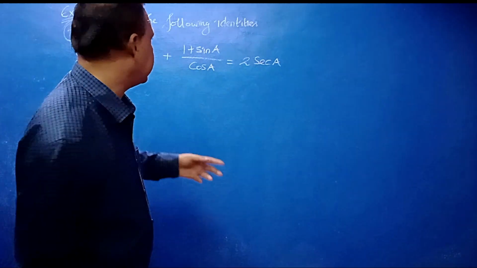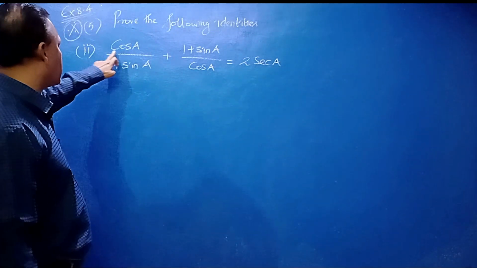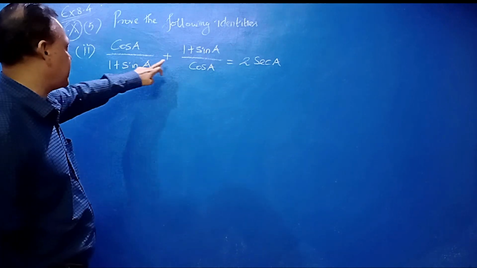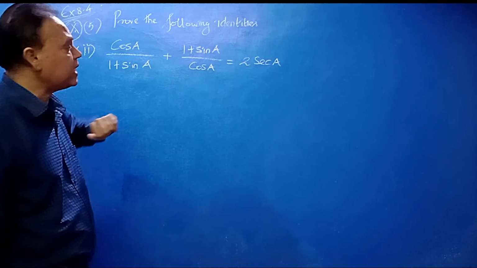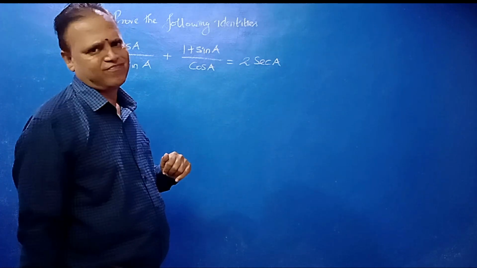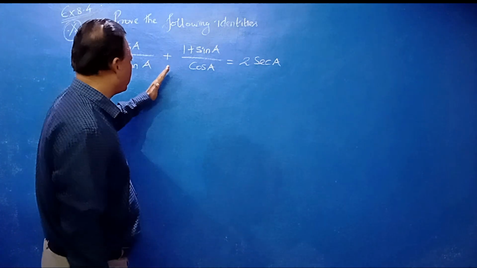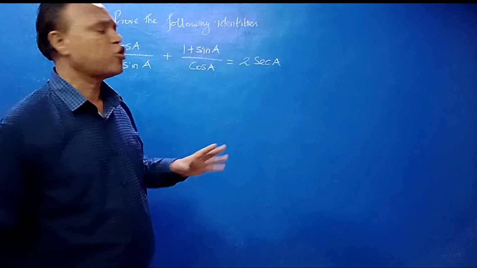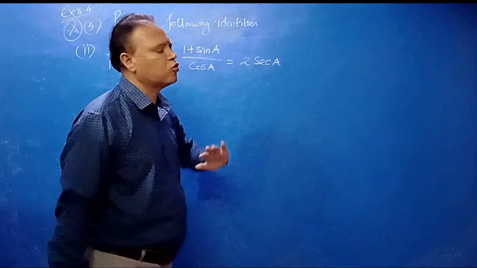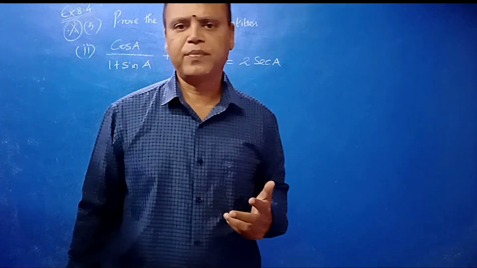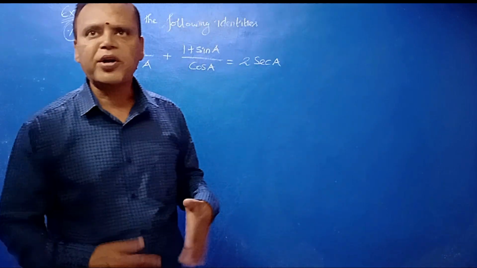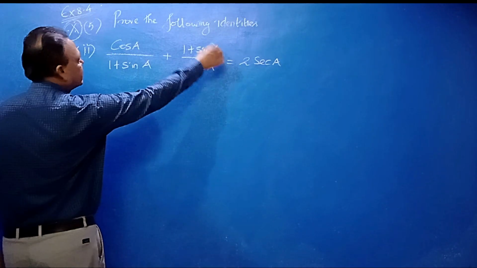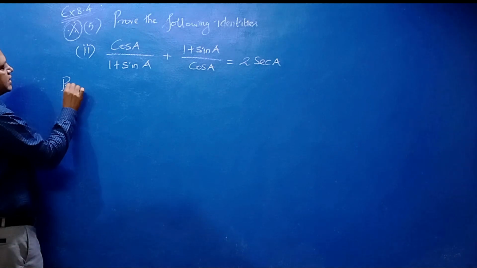Prove the following identities. Fifth problem, second one: cos A by 1 plus sin A plus 1 plus sin A by cos A equal to 2 secant A. You see, here you have to take only the left hand side. If you take the left hand side and simplify only, you will get 2 secant A easily. Understand? So you see the problem, and accordingly you have to take. So now I am taking this left hand side as it is.